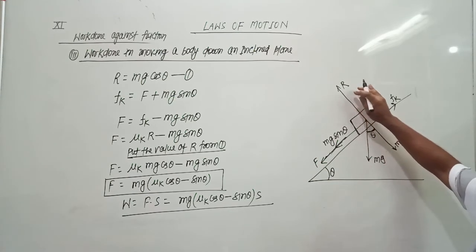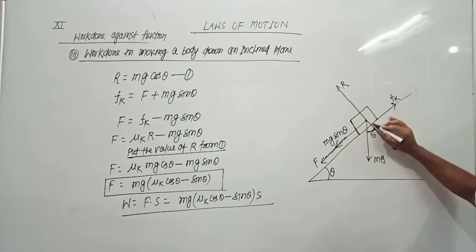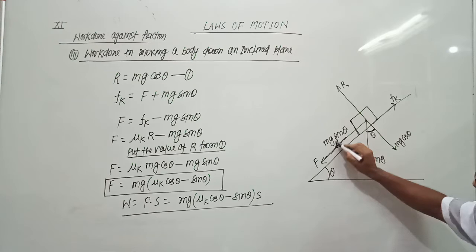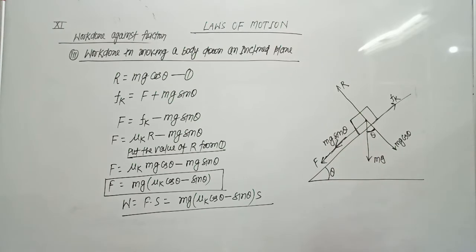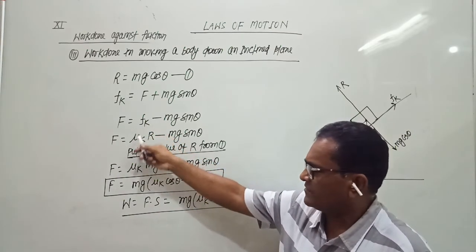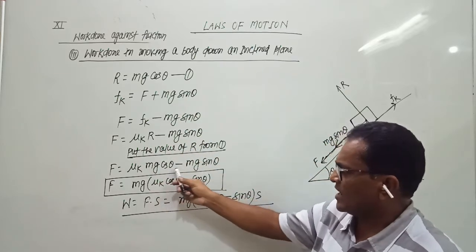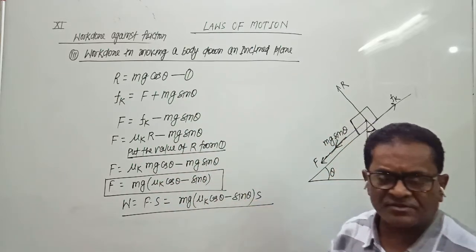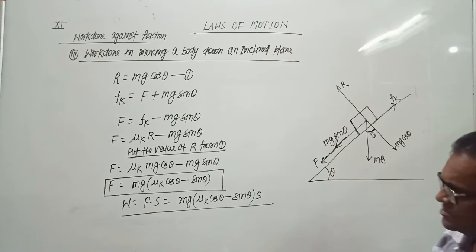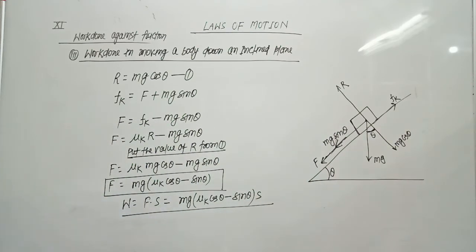Now we resolve these forces. So R equals mg cos theta and Fk equals mg sin theta plus capital F. And F equals Fk minus mg sin theta. We put the value of Fk as mu k into R and put the value of R. So mu k mg cos theta minus mg sin theta. Mg is common, so we get mg times mu k cos theta minus sin theta. Then we calculate the value of work done.